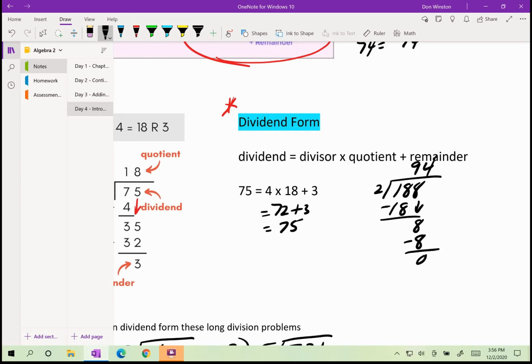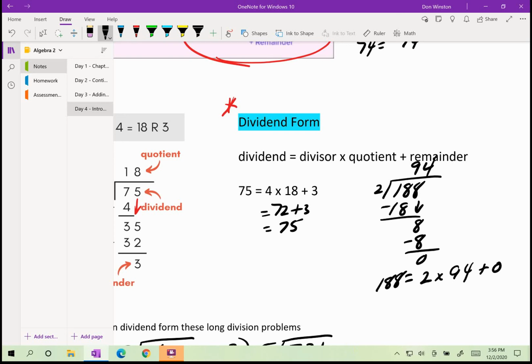Okay, using the dividend form, I can say that 188 is equal to my divisor, which is 2, times my quotient 94, and with a remainder of 0, no remainder.